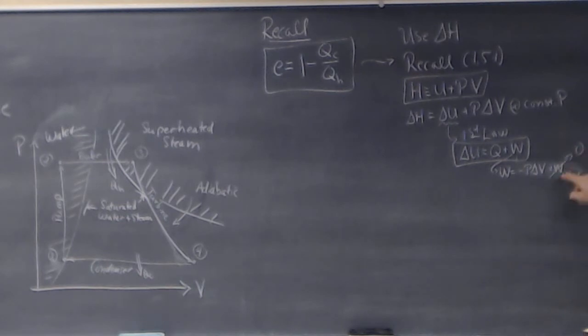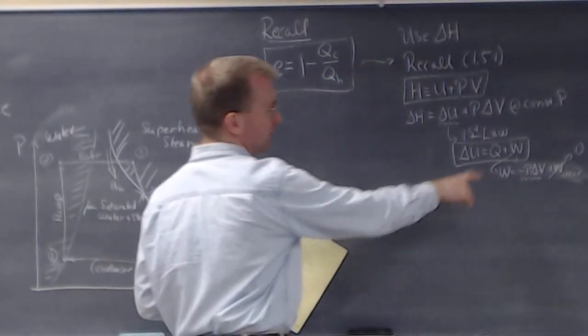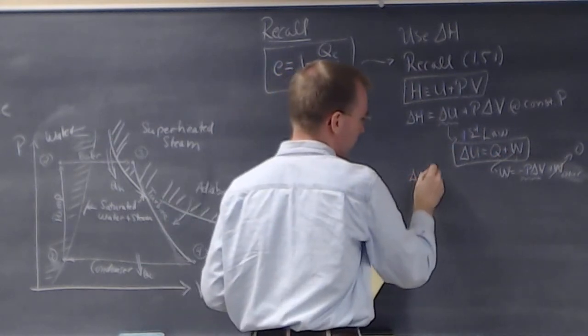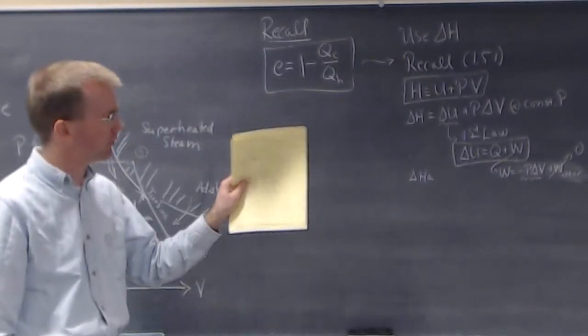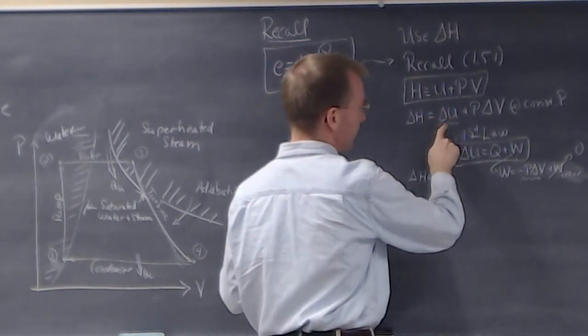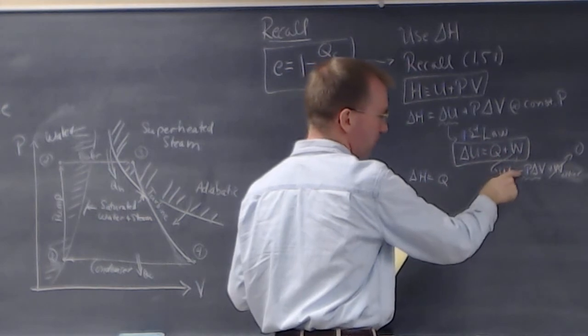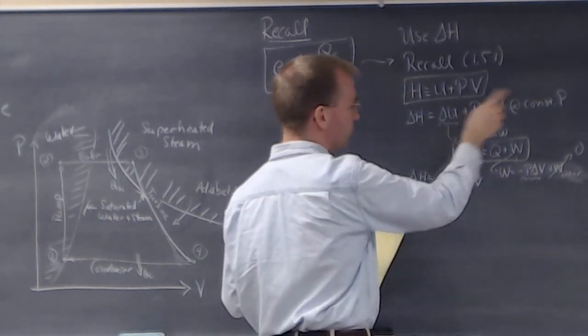And if we're saying that there is no other kind of work being performed, just mechanical, we've got negative P delta V. Okay, let's substitute that into the first law, and then the first law into here, and we come up with the change in enthalpy when there's only mechanical work being done, and pressure is constant. We wind up with, so delta U is Q plus W, that's Q minus P delta V plus P delta V.